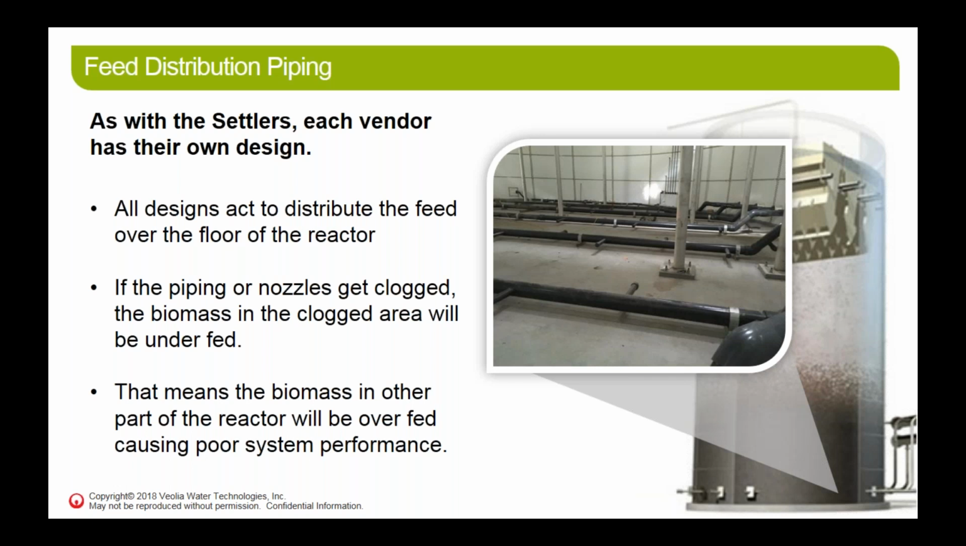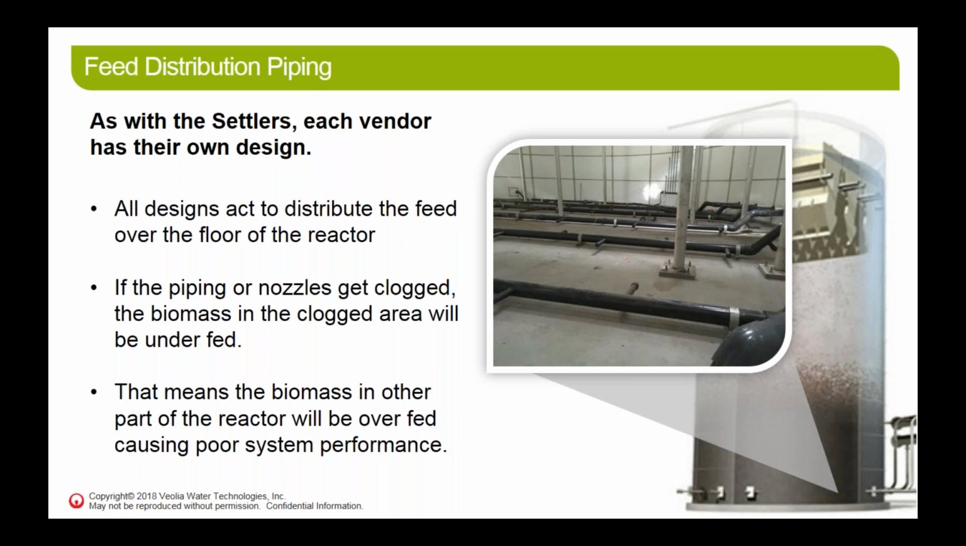Thanks, Greg. Thanks, TJ, and thanks everybody for being on today. Glad you're all back. We're going to talk about the feed distribution piping in these high-rate systems. Every plant, whether it's ours or somebody else's, has a feed distribution piping system. And the idea is that you want to get the water into contact with as much of the biomass as possible over the floor of the reactor so that it filters up through the sludge bed.